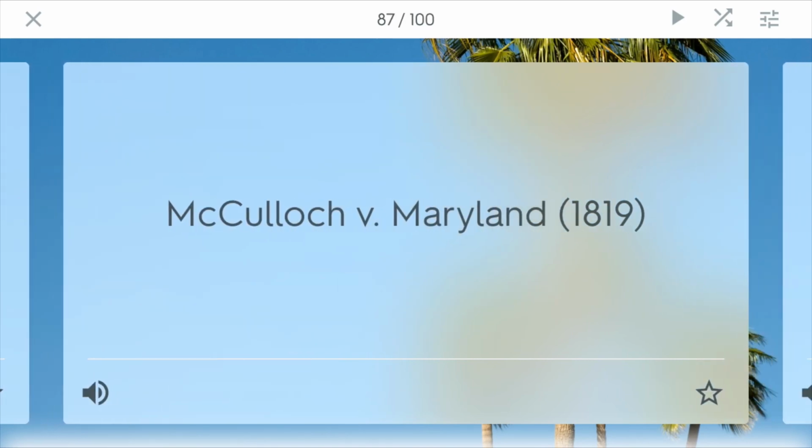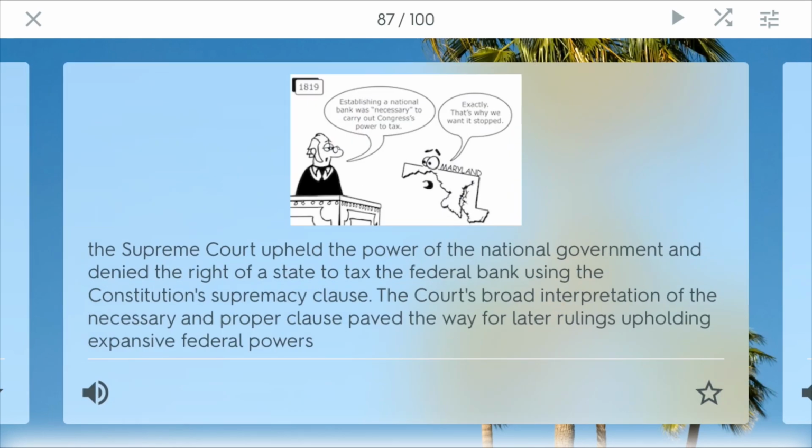In McCulloch v. Maryland, 1819, the Supreme Court upheld the power of the national government. It stated the Constitution is the law of the land through the Supremacy Clause, and that Maryland couldn't tax the federal government. The court also used the Elastic Clause, known as the Necessary and Proper Clause, to state Congress had broad powers to tax others.